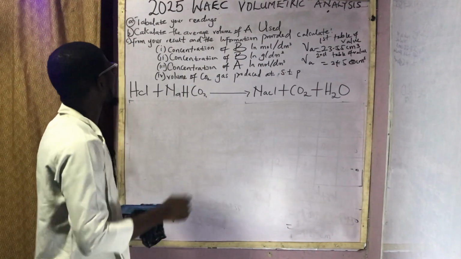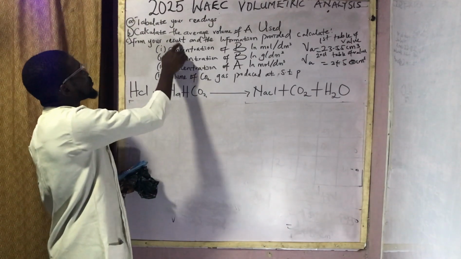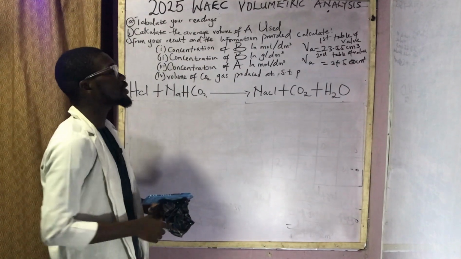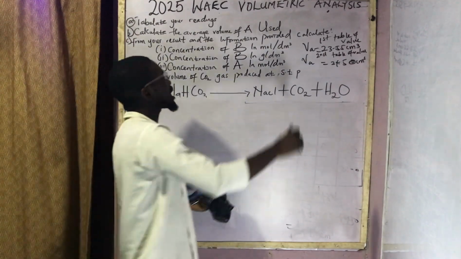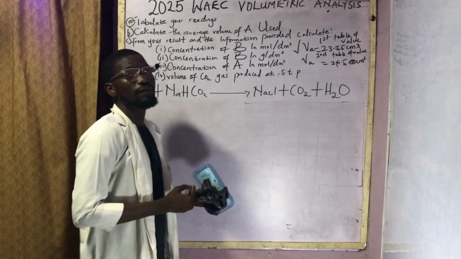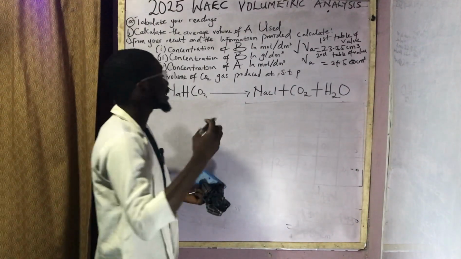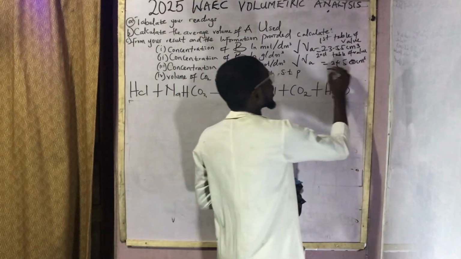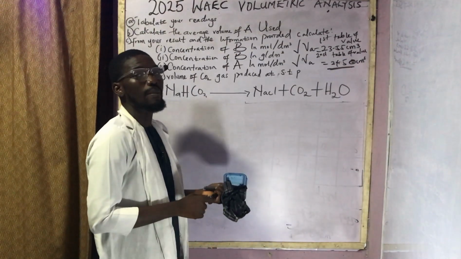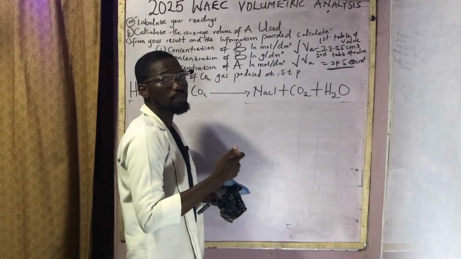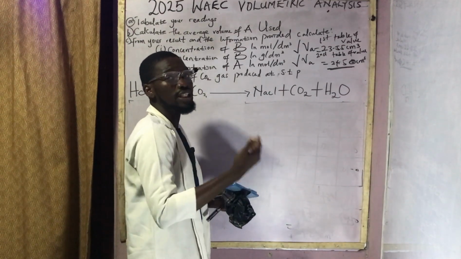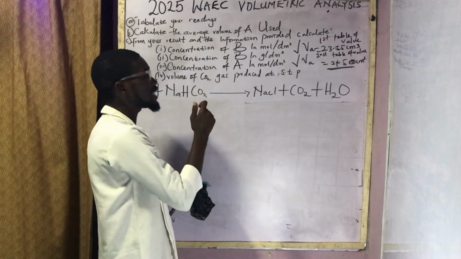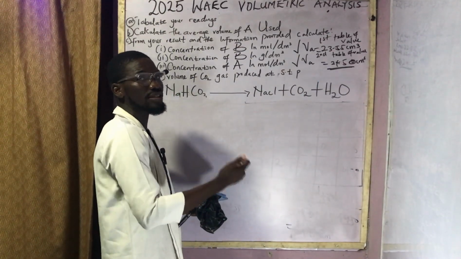The first thing states that we have to calculate, from your result and the information provided, the concentration of B in mole per dm cube. So guys, I'll be making use of the first table of value, or I can decide to make use of the second table of value. I'll be going with the second table of value, which is the average volume of the acid used. If you come across this video, you can choose between the first or the second table of value.